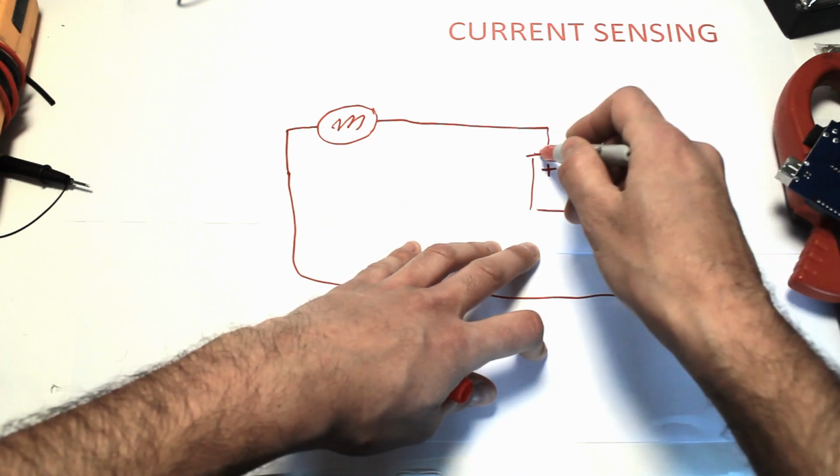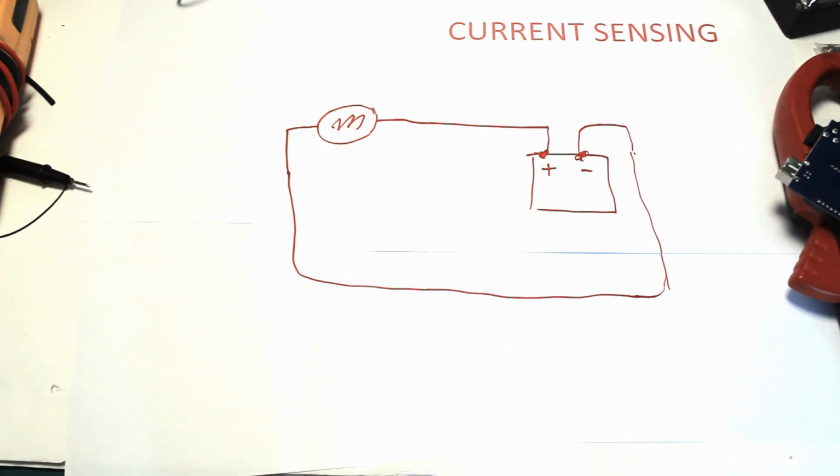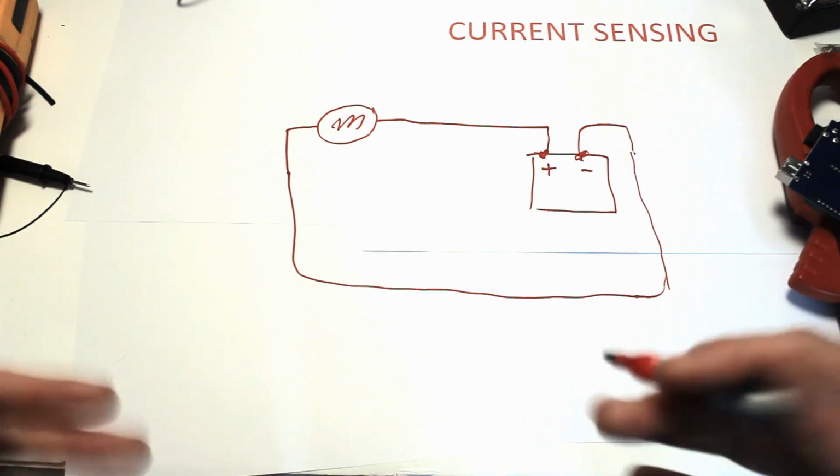back to ground. So we created a circuit, the light bulb's a light, very good, but we want to know how much current this light bulb is sinking. Now there's a couple of different ways we can do that.